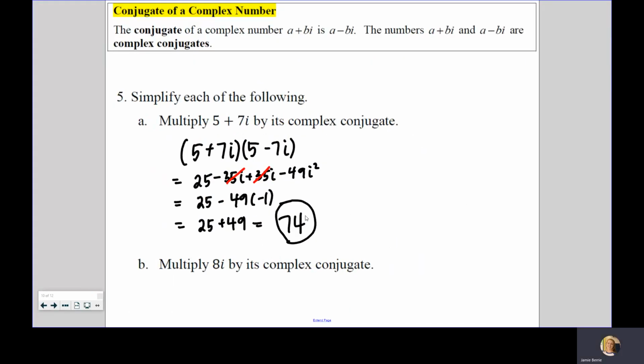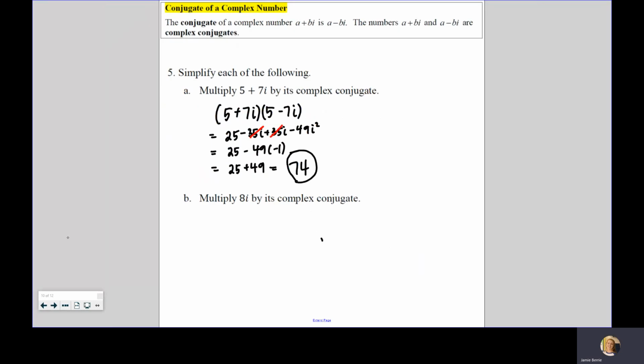Okay, so whenever you multiply a complex number by its complex conjugate, it makes all of your i terms go away. So multiplying by the complex conjugate gets rid of all of the imaginary numbers, which is why it's going to be useful for us whenever we go to perform division.